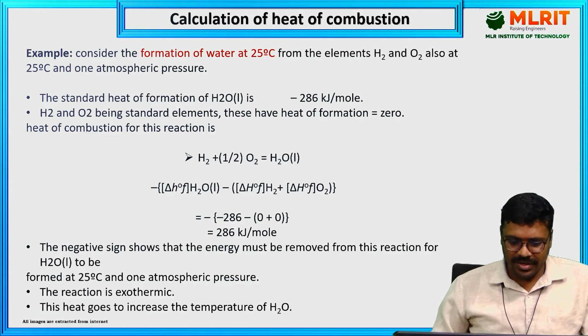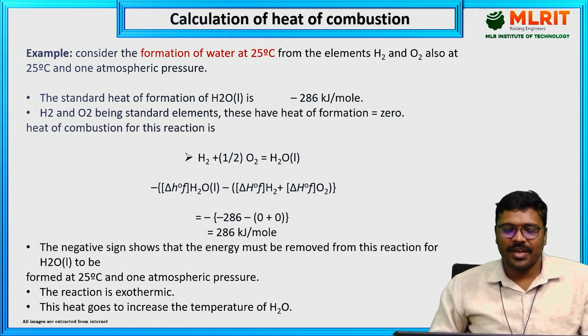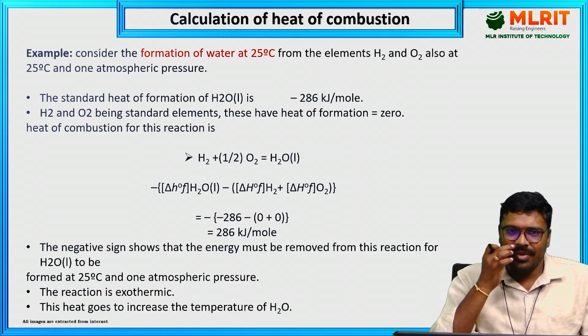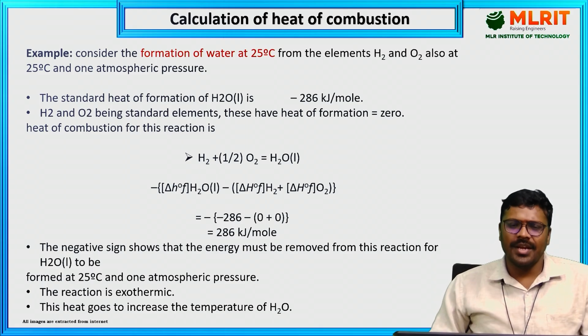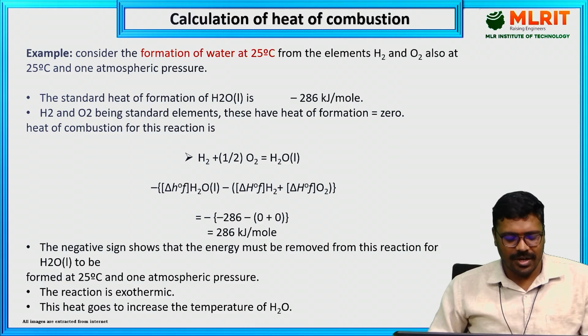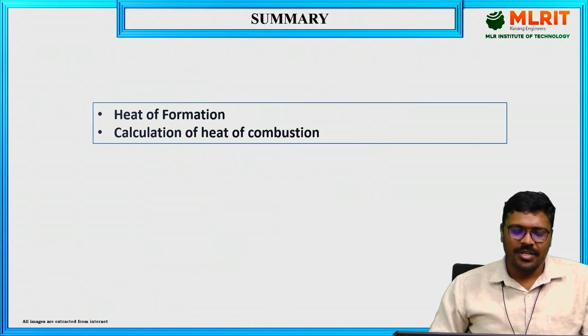The heat of combustion has a formula: the negative of the difference between the heats of formation of the products and the heats of formation of the reactants. Heat of formation is different. Heat of formation is the energy or enthalpy required to form 1 mole of a substance at standard STP conditions from its basic elements, which are also at STP conditions. So this is about heat of formation and heat of combustion. This is the summary.